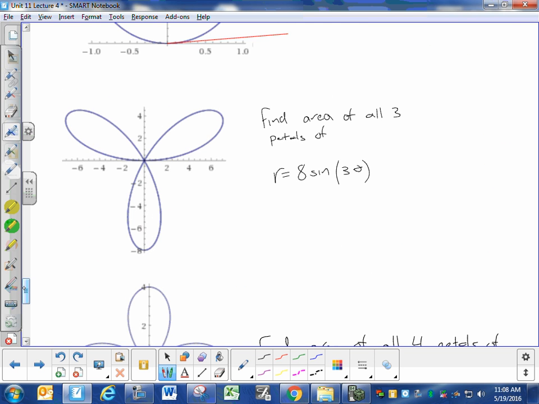Find the area of all 3 petals of 8 sine of 3 theta. Actually, let's find the area of 2 petals. You can do that. Find the area of 2 petals of 8 sine 3 theta. Go.